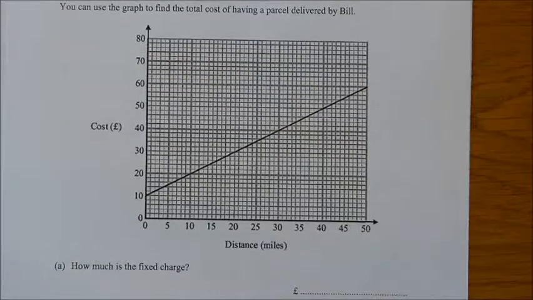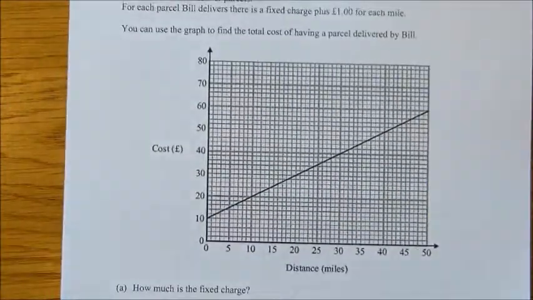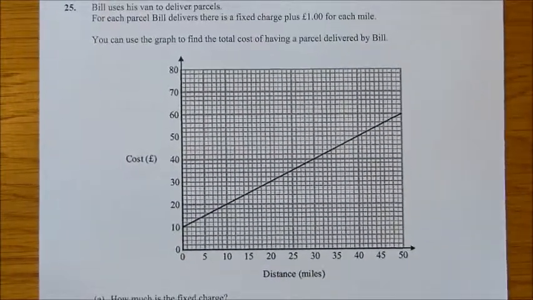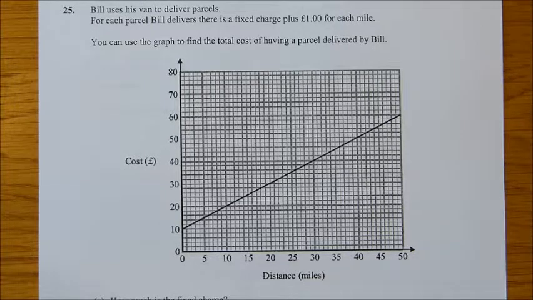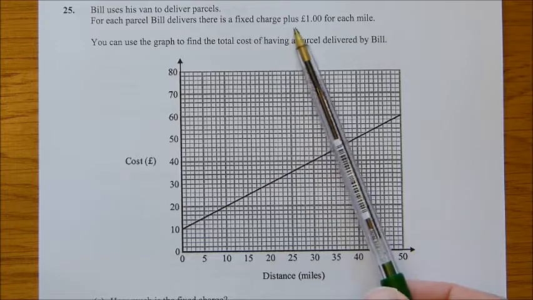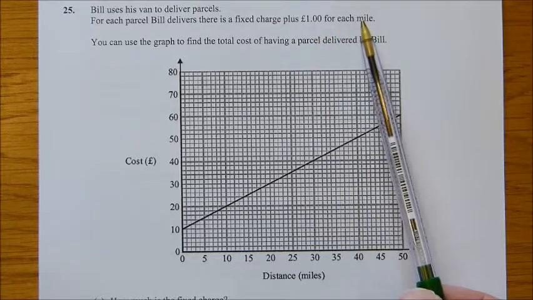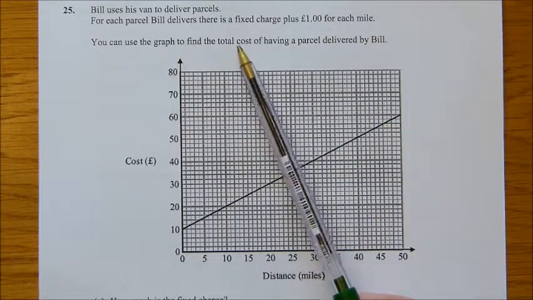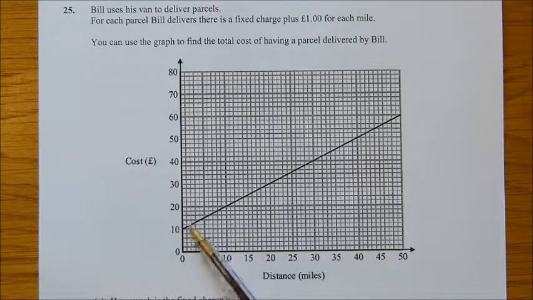And then a blank page, and then question 25. So we've got some information about Bill, who's delivering parcels. There's a fixed charge plus £1 for each mile. Use the graph to find the total cost.